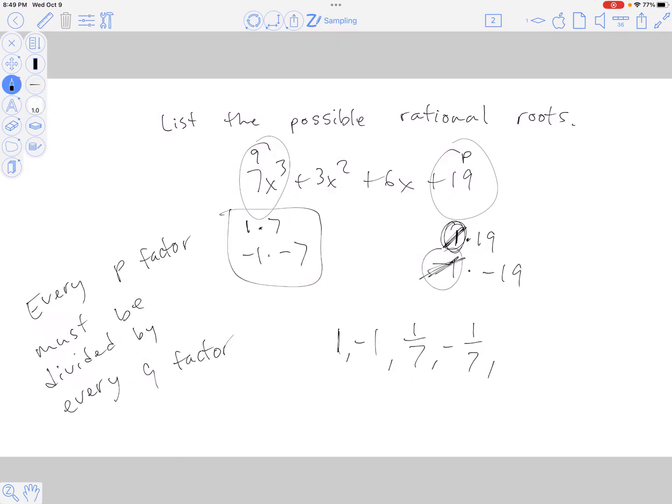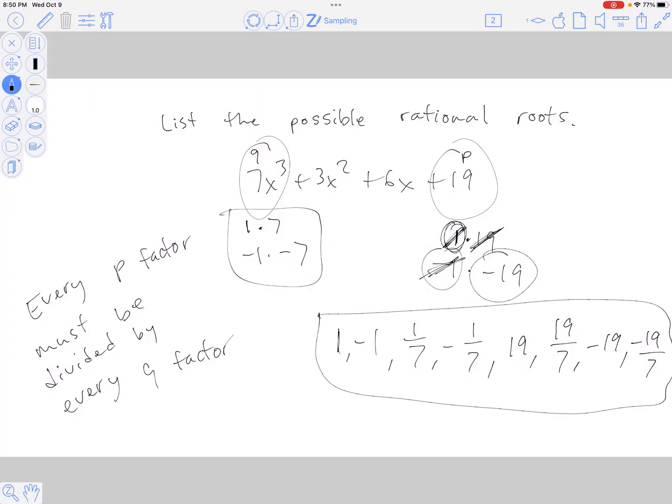Now next, I'm going to do 19. 19 divided by 1 is 19. 19 divided by 7 is 19/7. 19 divided by -1 is -19. And 19 divided by -7 is -19/7. I divided that P by every single Q. Now -19, I'm going to divide by 1 and get -19. But remember, we already have that, so we've got to be careful with the negatives. So here are all my possible rational roots, the possible solutions.